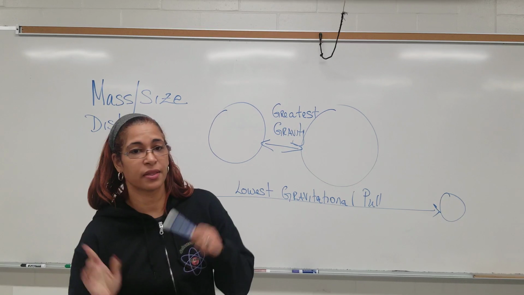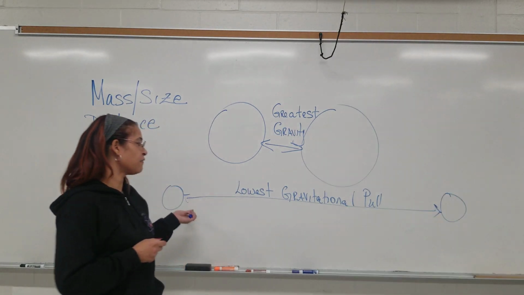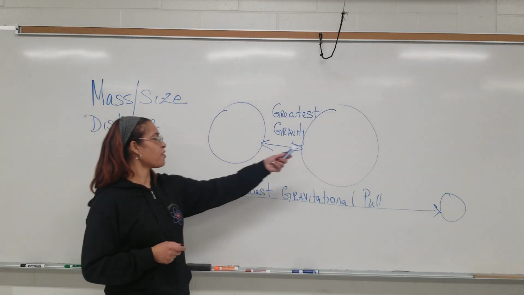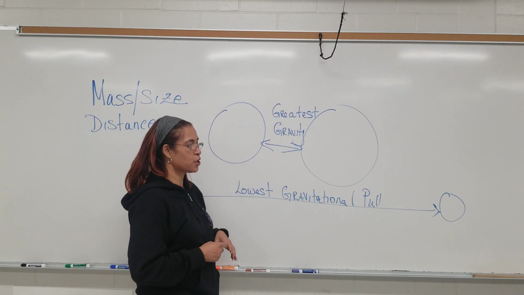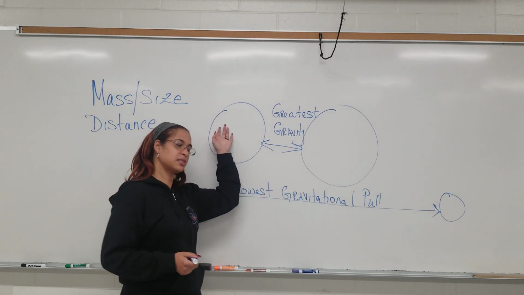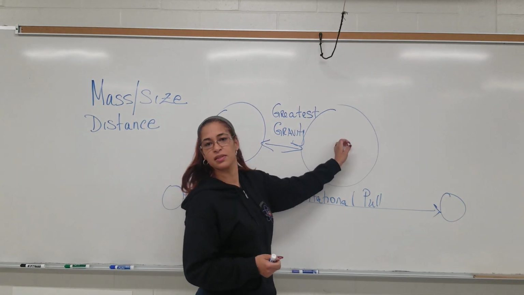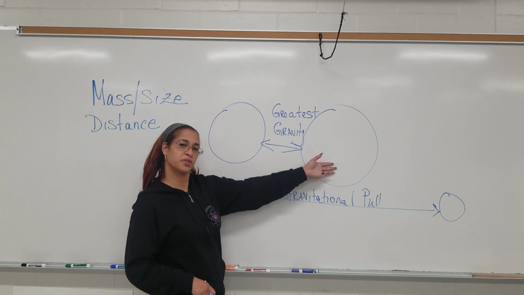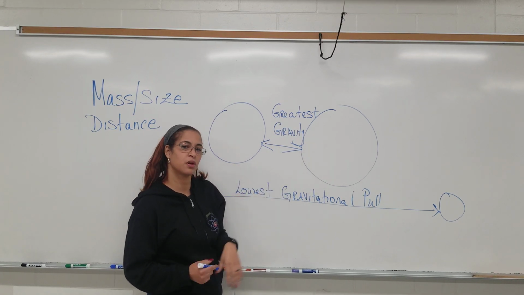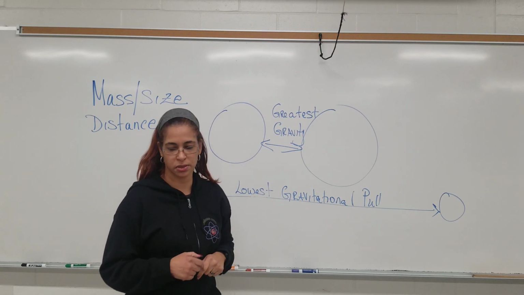Oh, and by the way, there was one thing I do want to mention when we're talking about forces. Yes, both objects do actually exert a force on each other. So let's say this is the Earth, and this is the sun. The Earth exerts a force on the sun, and the sun exerts a force on the Earth. So objects do exert forces on each other.